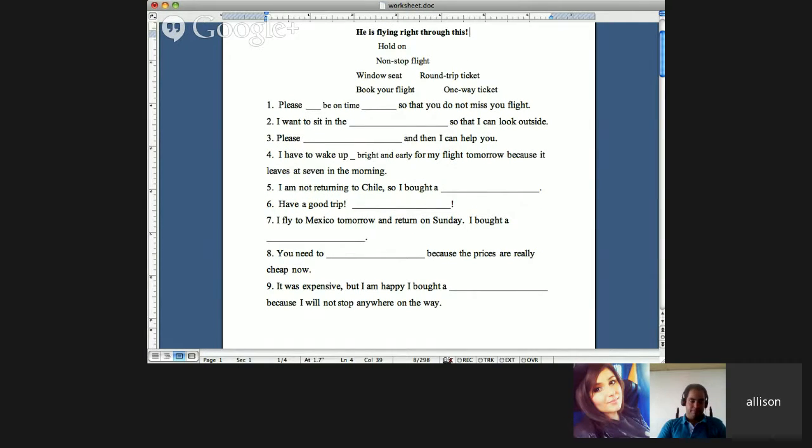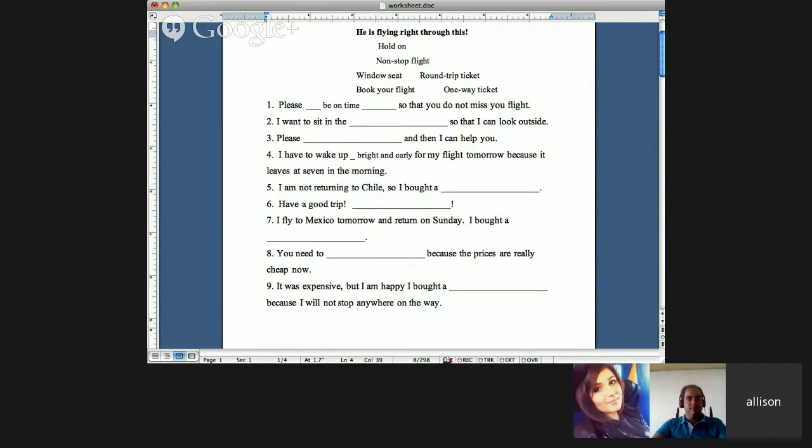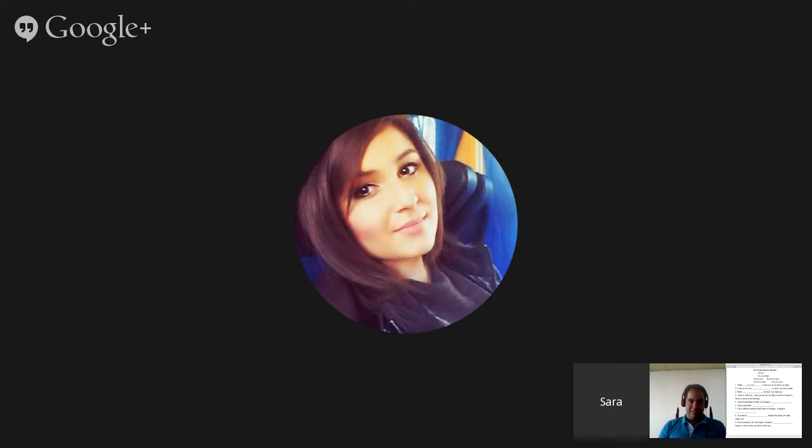Fernando, number 2, what do you have? Window seat. Good. Could you please read the full sentence? I want to sit in the window seat so that I can look outside. Sarah, do you agree? Yeah, I agree with him. Very good. I prefer the window seat because I like looking outside and I like sleeping on the window. Otherwise, if I'm in the middle, I always fall asleep on somebody's shoulder, and then they have to like push me off of them.